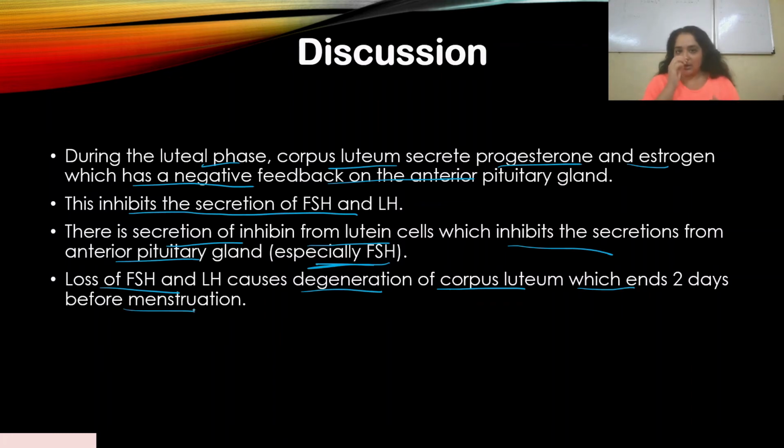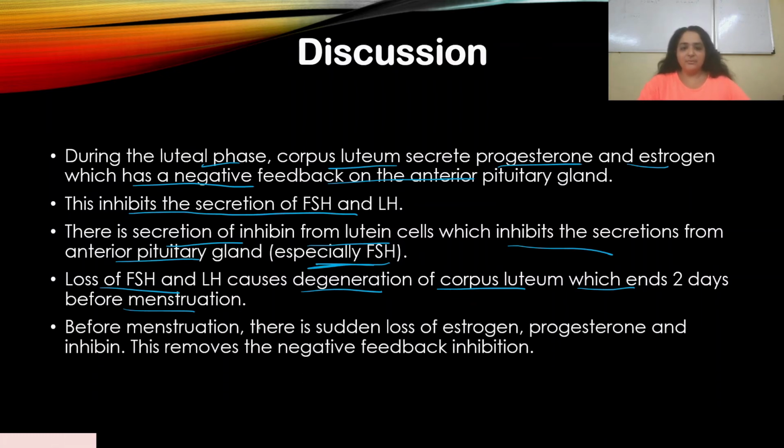menstruation. Now, this is explaining how menstruation takes place, how the bleeding happens. So now when there's no FSH and LH present because of high estrogen, progesterone, inhibin secreted by the corpus luteum, there is no maintenance of corpus luteum. So corpus luteum then slowly begins to degenerate, which is its normal cycle, right? It has to degenerate. So 2 days before menstruation, there is degeneration of corpus luteum. And before menstruation, there is sudden loss of estrogen, progesterone, and inhibin.